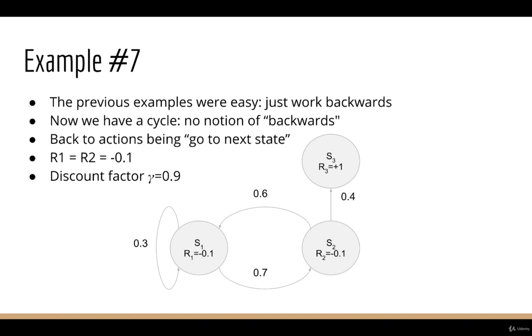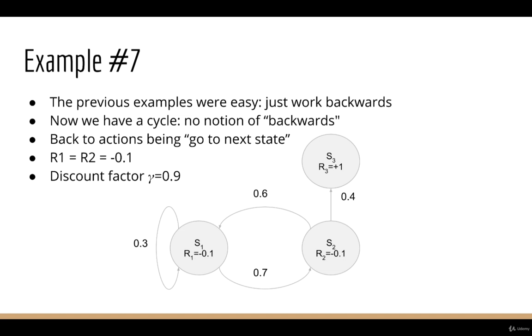In this next and final example, we're going to do something even more complex. We're going to introduce a cycle. When there's a cycle, it's not possible to just work backwards because there's no notion of backwards. You can just end up in the same place you started. In this example, we're going to have just 3 states, S1, S2, and S3. S3 is a terminal state, so once you reach it, you're done the game and you get a reward of 1.